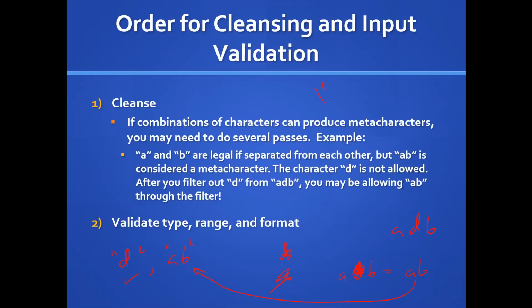There are a lot of tricks like this, a lot of playing with the characters. That's why this says that if combinations of characters can produce meta characters, that is, more than one character, then you may need to do several passes. After this filter, you would have to check the output as well to make sure that you don't end up with another bad character. That's what that's saying. Does that make sense, guys? Are there any questions about that? Nope. Sounds like it was clear.